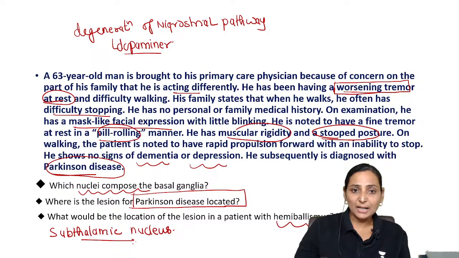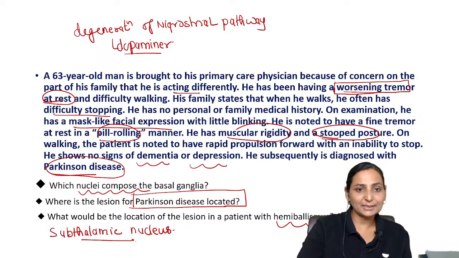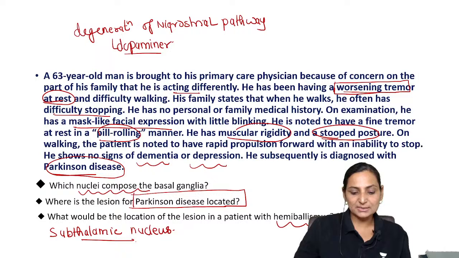So this is another way a case history can be taken in the case of CNS. So cerebellum and basal ganglia are two important things where the case history can come to us.